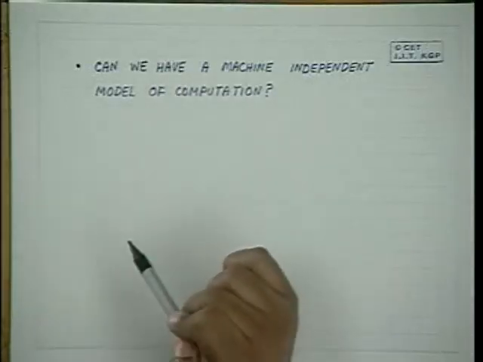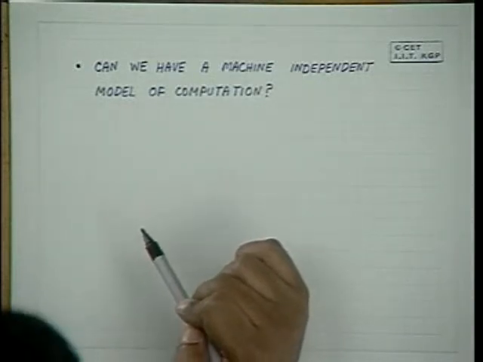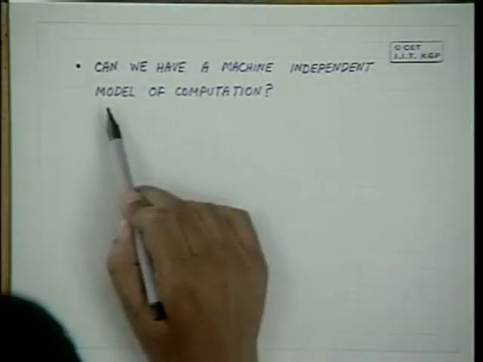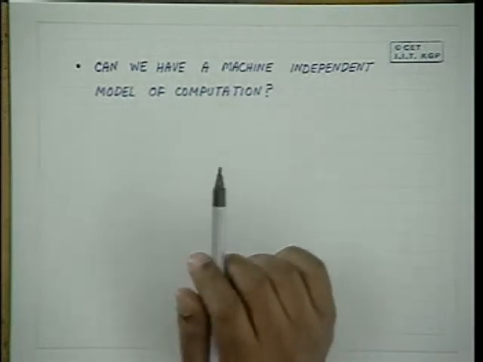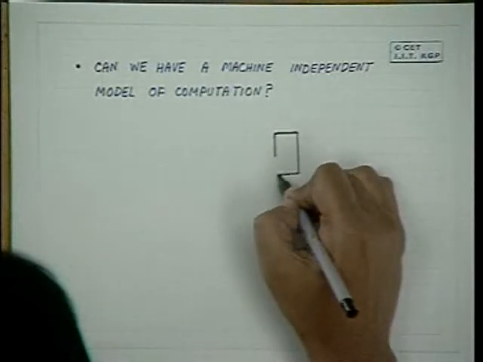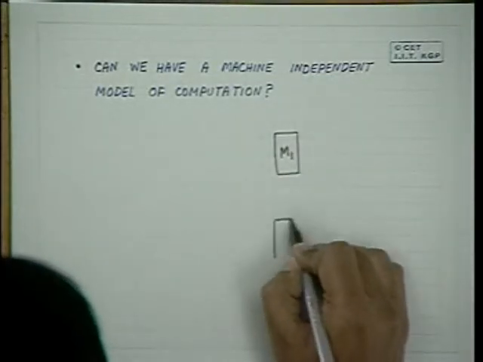So the next issue that we come to is, can we have a machine independent model of computation? We can, provided we make certain assumptions and we make certain compromises. Firstly, we have to model the computation of a machine in terms of some abstract machine, in the sense that we cannot now measure in terms of exact CPU time. So suppose we are given a machine M1 and another machine M2.